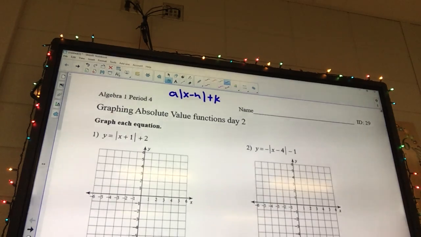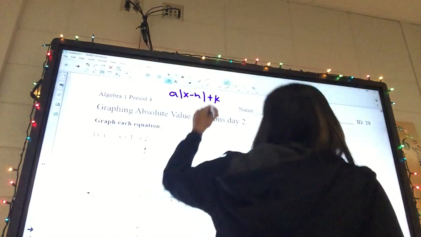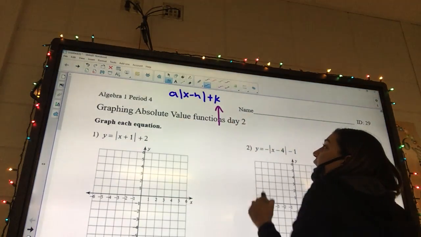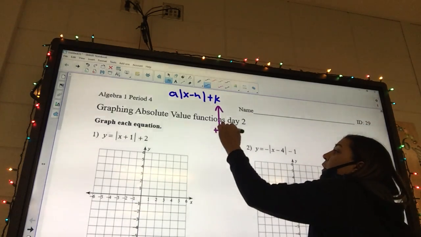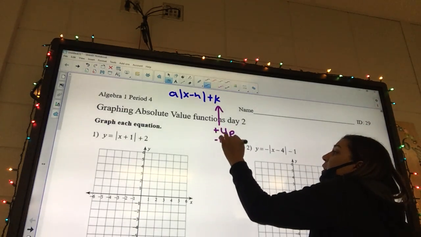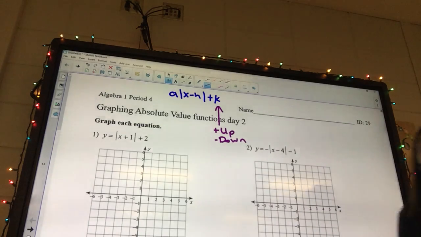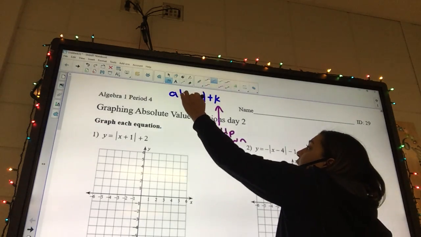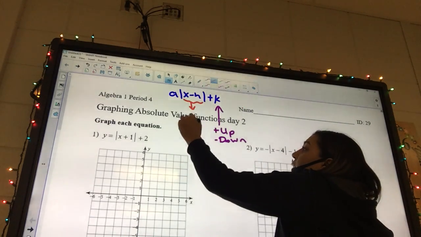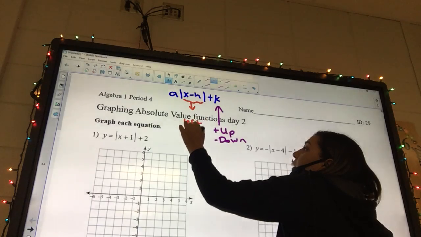The general equation for these: what happens is, if it is on the outside of those absolute value bars, if it's a plus, we go up. If it's a minus, we go down. Okay? On the inside here, see the bars? On the inside of the bars, that does our left and our right.